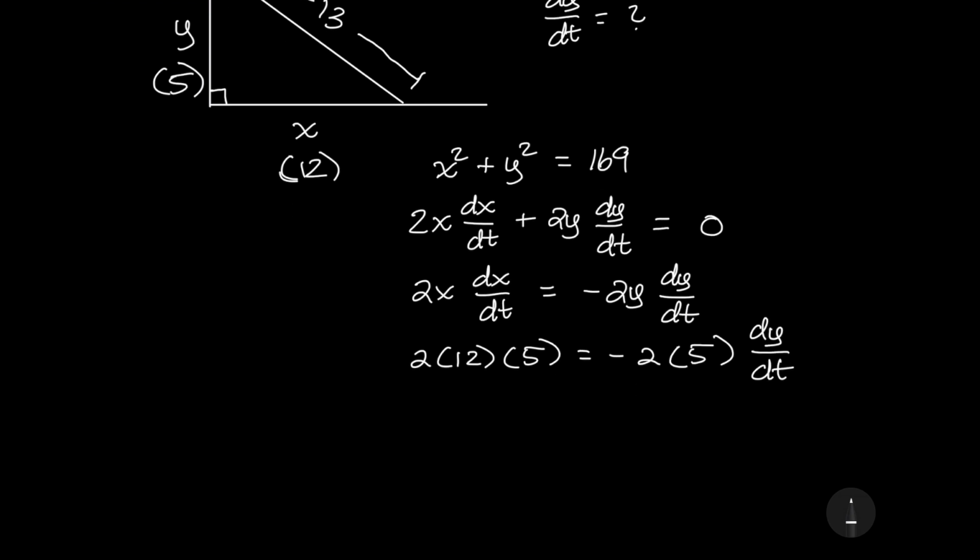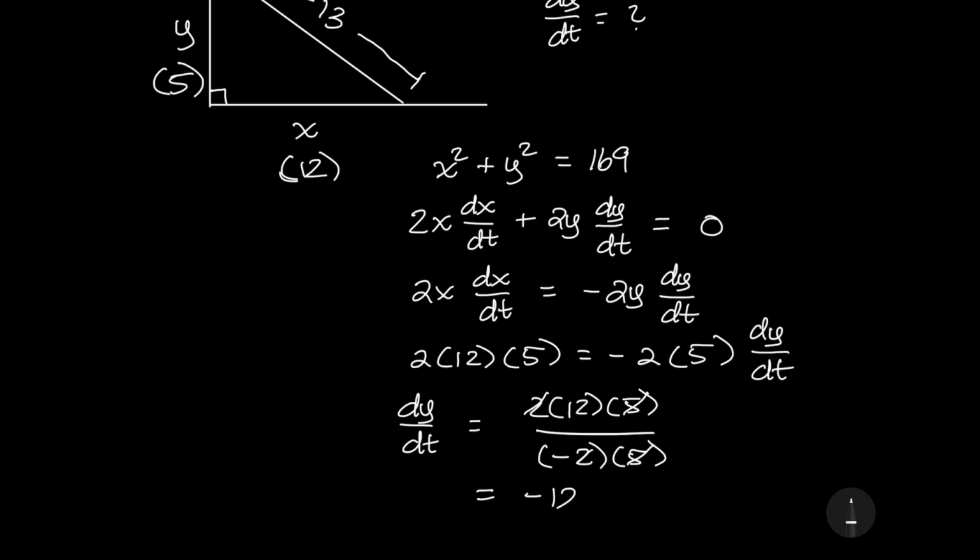So now let's go ahead and solve. So dy over dt is going to equal 2 times 12 times 5 over negative 2 times 5. So 5 and 5 will cancel out. 2 and 2 will cancel out. So all we have now is negative 12 units per second.